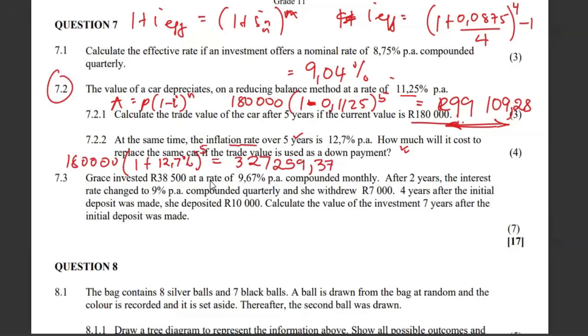And this gives me 327,259.37. So in 5 years' time the car is going to cost that much. Now, if we are using the 99,109.28 as a down payment, meaning that we're going to subtract 99,109.28, let's subtract that. That gives me 228,150.09.